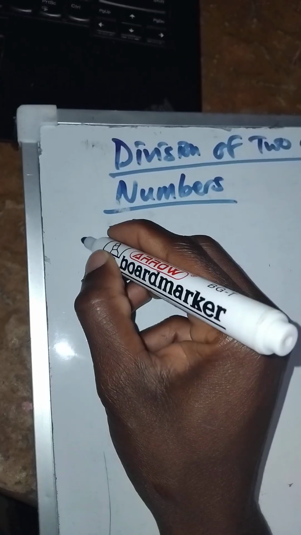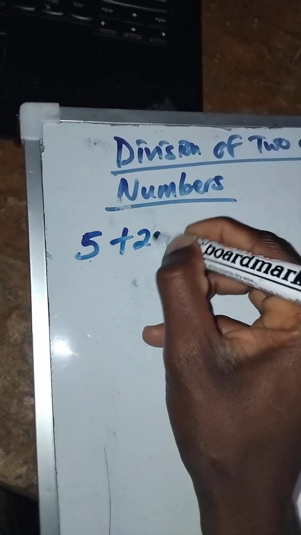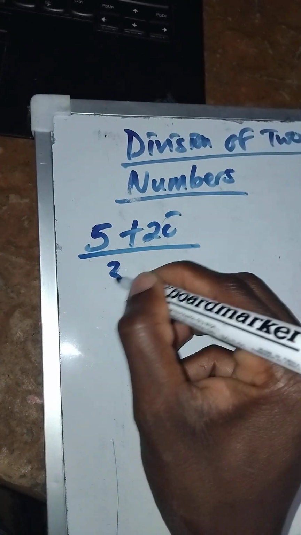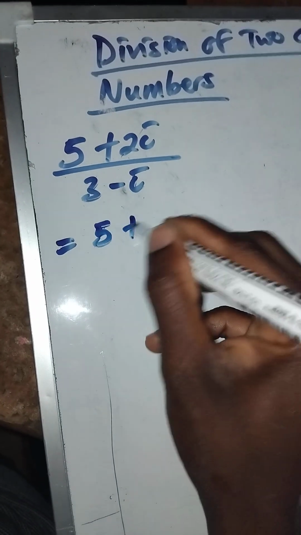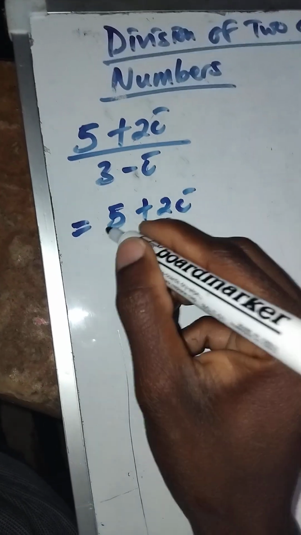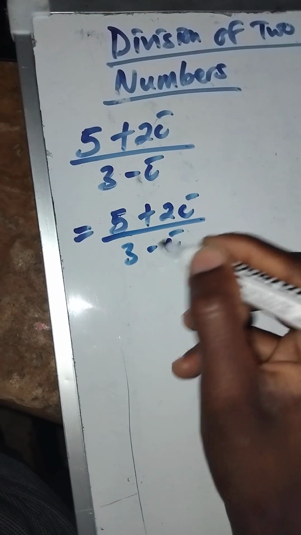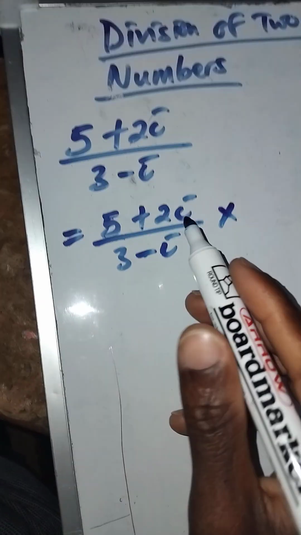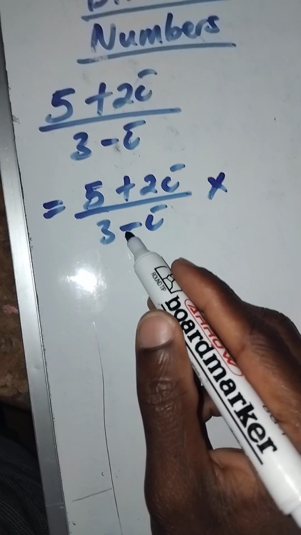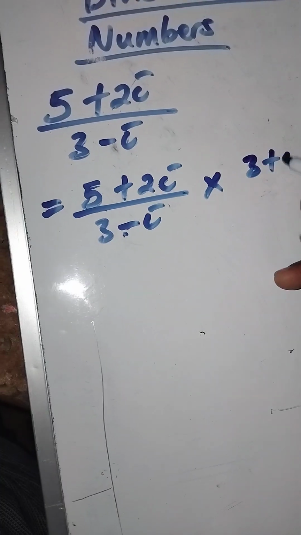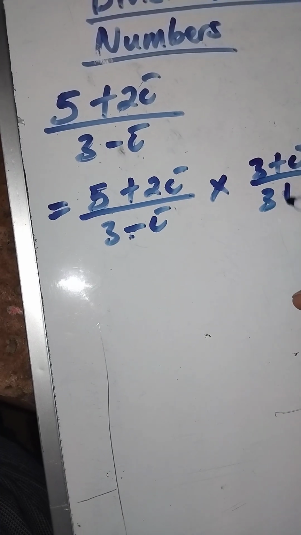For example, 5 plus 2i over 3 minus i. So first we rationalize. Take the denominator, whose conjugate is 3 plus i, and multiply on top and bottom.